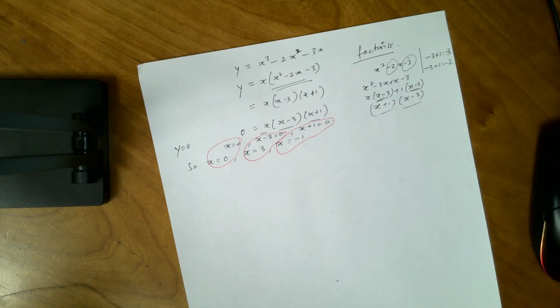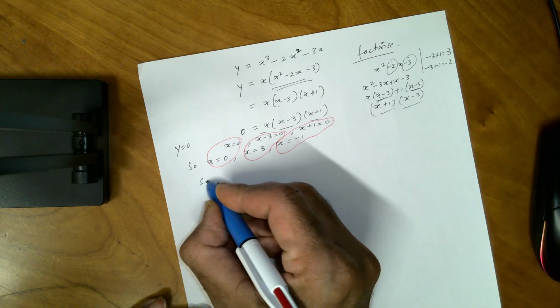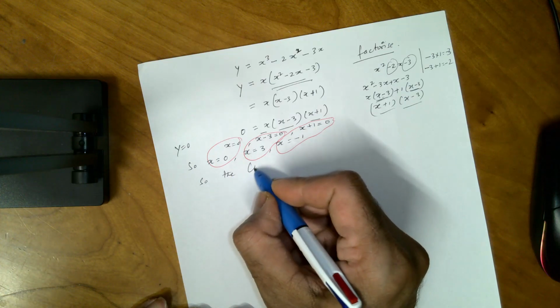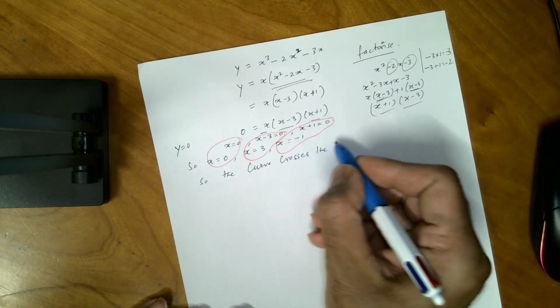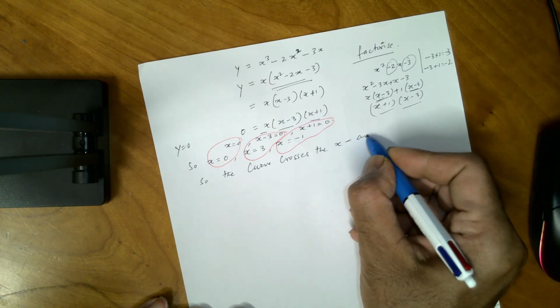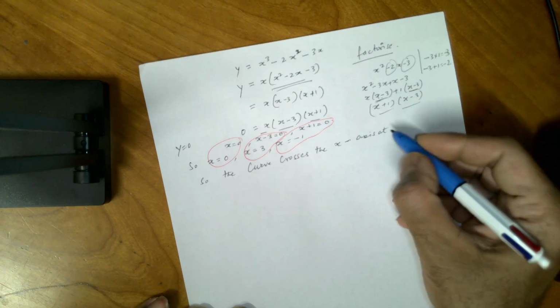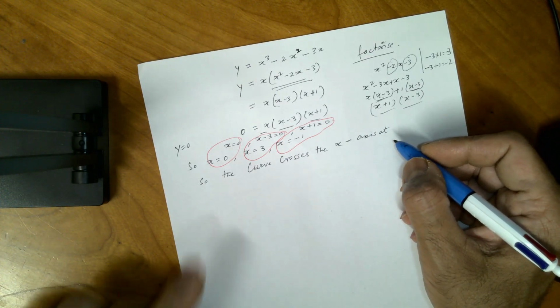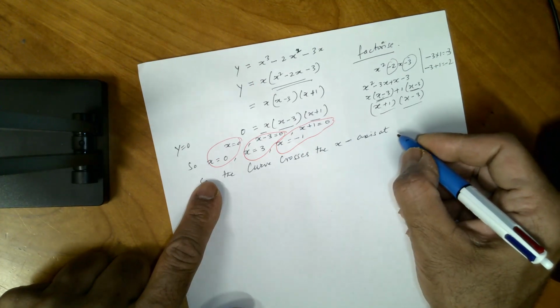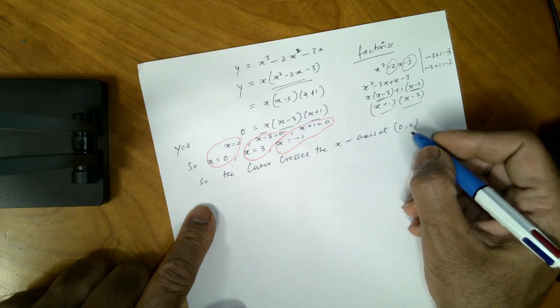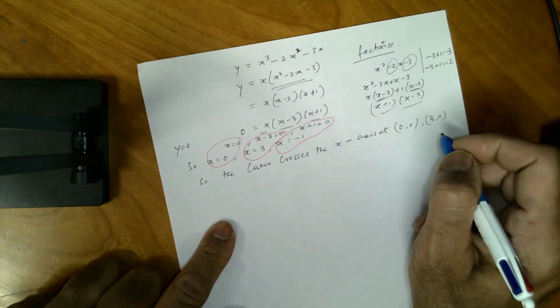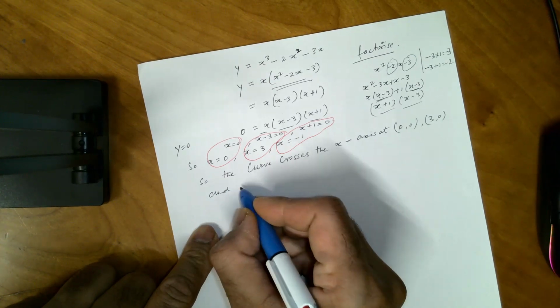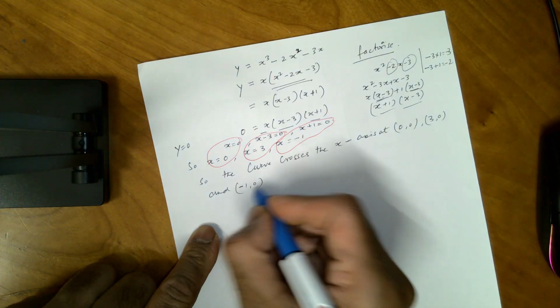Once we got this, you know that you got the coordinates now. So the curve crosses the x-axis at, your first one is x is 0, so y is 0 as well. So you got here 0 and 0. Then you got 3 and 0, and minus 1 and 0.